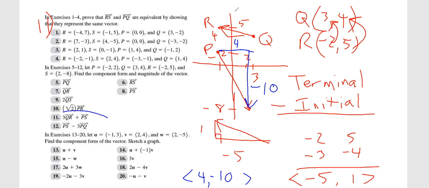And then they ask me to do this. 3 times that one plus the other one. Okay. So I just have to distribute the 3 and add the x's and add the y's. So 3 times negative 5 is negative 15 plus 4. What's negative 15 plus 4? If only we knew what negative 15 plus 4 is. Negative 11. 3 times 1 is 3. 3 plus negative 10. Negative 7.